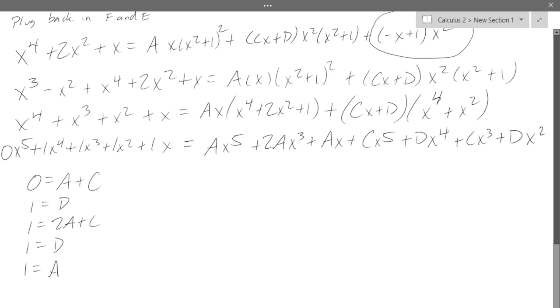Any algebra matching coefficient questions? There's one power of x I skipped. It's not actually written up there. There are no constant terms on either side. So there's a zero, x to the zero power equation I didn't even bother writing down.